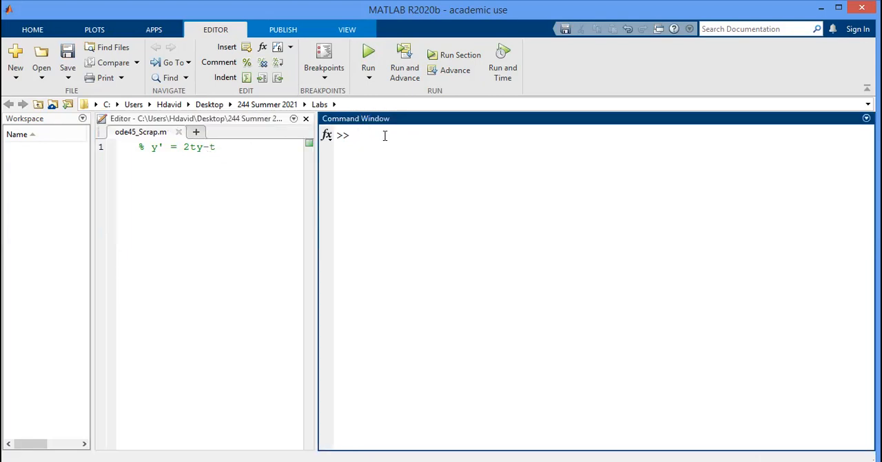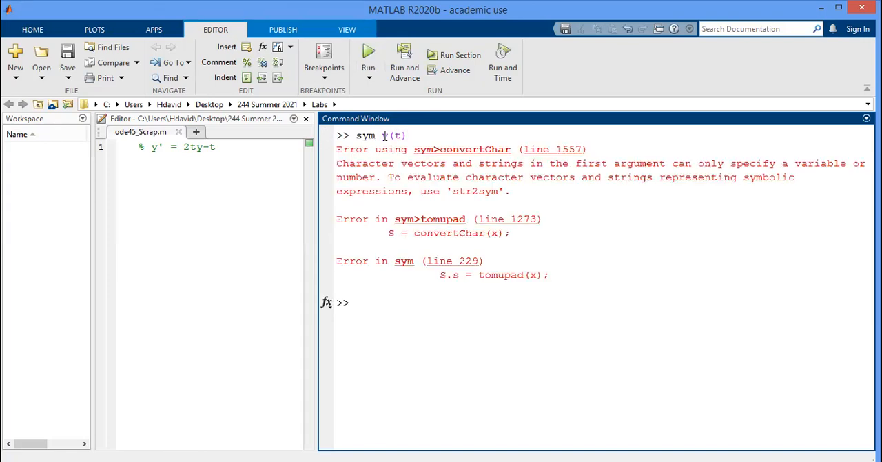So I can solve it symbolically. I'm defining y as a function of t. Oh, it's syms, I apologize. And so you have syms y(t), and you can solve it using dsolve. I want the derivative of y to be equal to 2 times t times y minus t. And so I have a solution here.